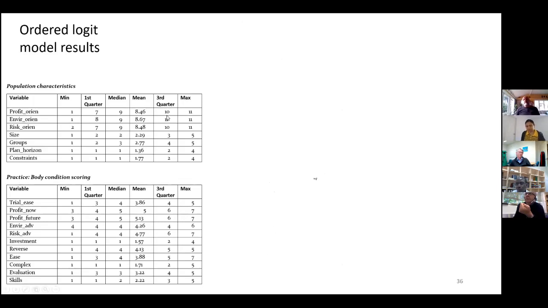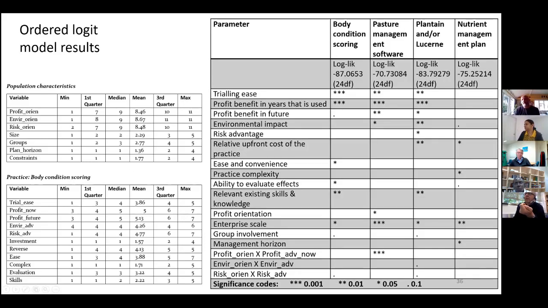The summary of results would be like this: profit orientation, the minimum would be a 1, the maximum 11, so it's a Likert scale of 11 points, and that's the summary data. But this is the actual result of the ordered logit model. I used the ordinal scale as the dependent variable, and all of these variables as independent variables. I also included some of the interactions, in this case profit orientation and profit advantage of the practice, environmental orientation and environmental advantage, risk orientation and risk advantage.